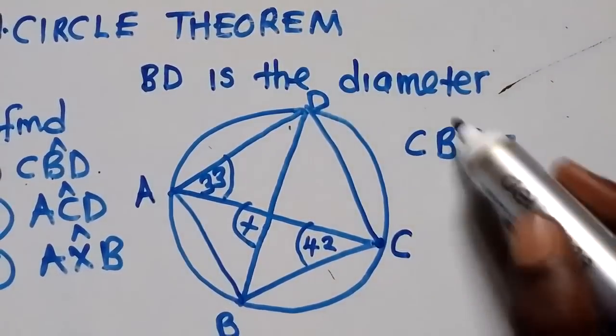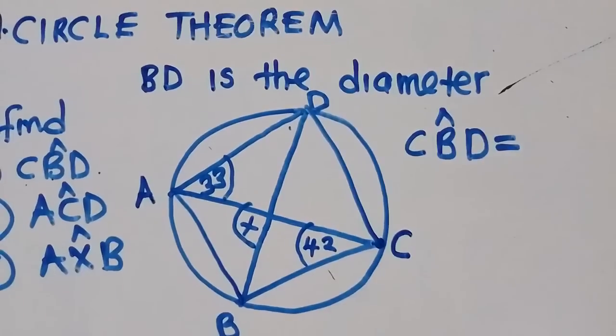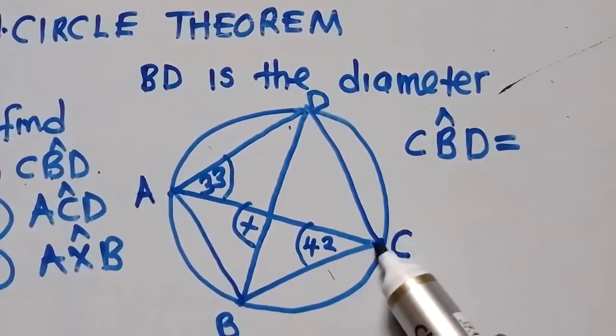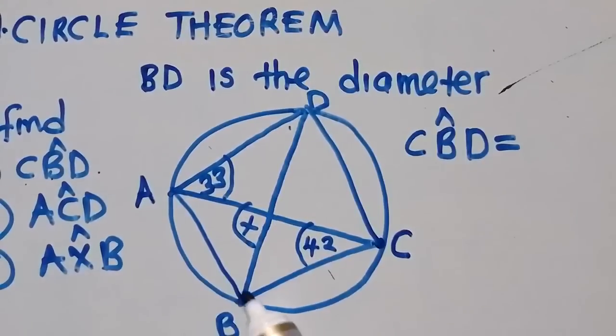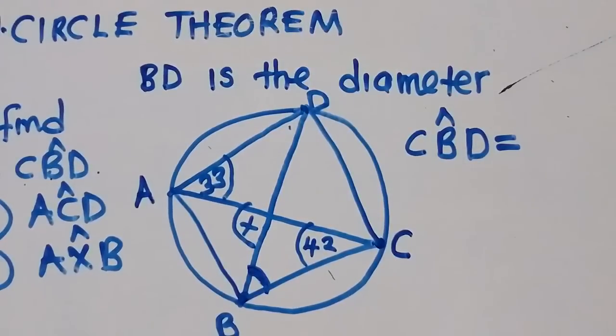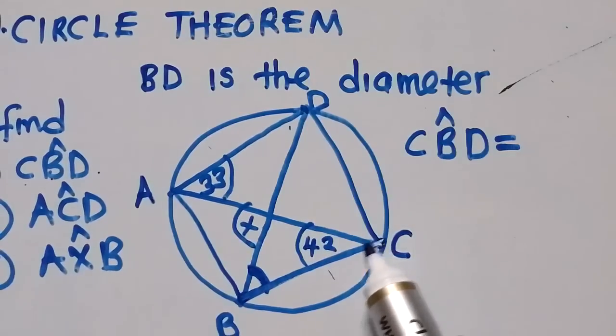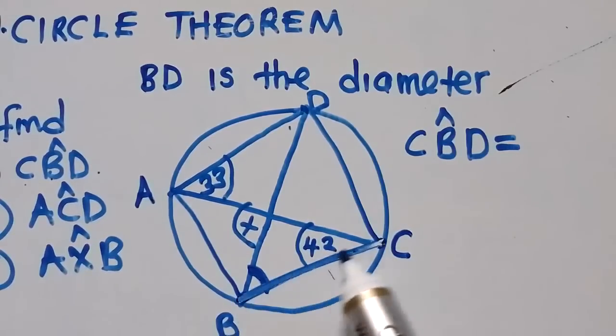So you check this one. This is the angle we are looking for. C is here, B is there, D is there. Which angle do we want? This is the angle which we are looking for. Have you seen the angle which is there? What you need to know, I'm going to give you the first principle here. Have you seen this segment which is here?